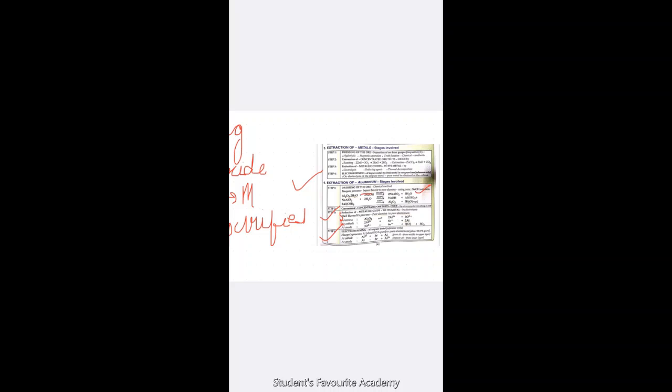Step 4 was called the Hoope's process, in which we did electro-refining. There were four ingredients which acted as electrolyte, children, and in the cathode we had pure aluminium, and in the anode we have impure aluminium. So this is the way we did this.